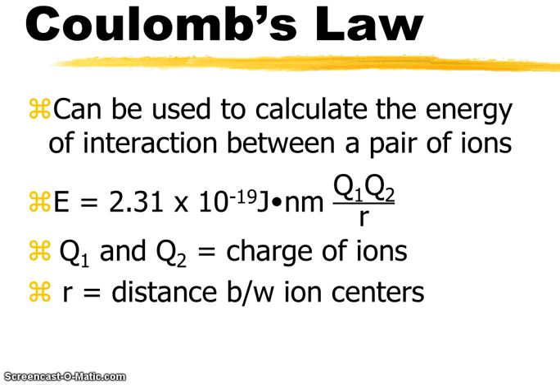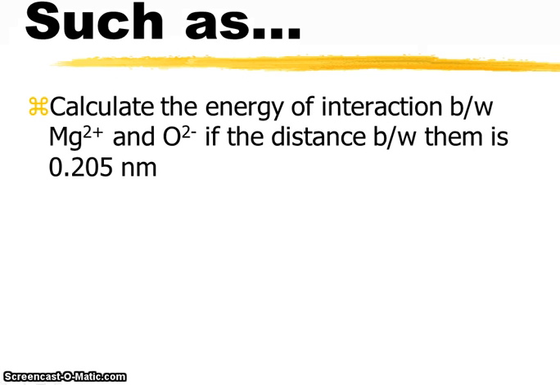If we look at this equation in general, as we increase the charges on the ions, we're increasing a number in the numerator of the equation, which is going to increase the attractive force. As the distance between the ion centers increases, we're increasing a number in the denominator of our equation. And by increasing a number in the denominator, we're decreasing the attractive forces. And we can actually calculate those forces.